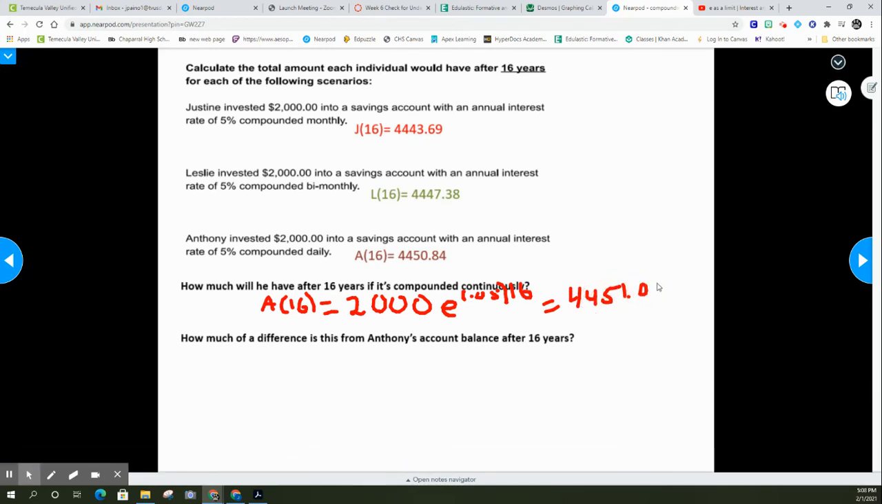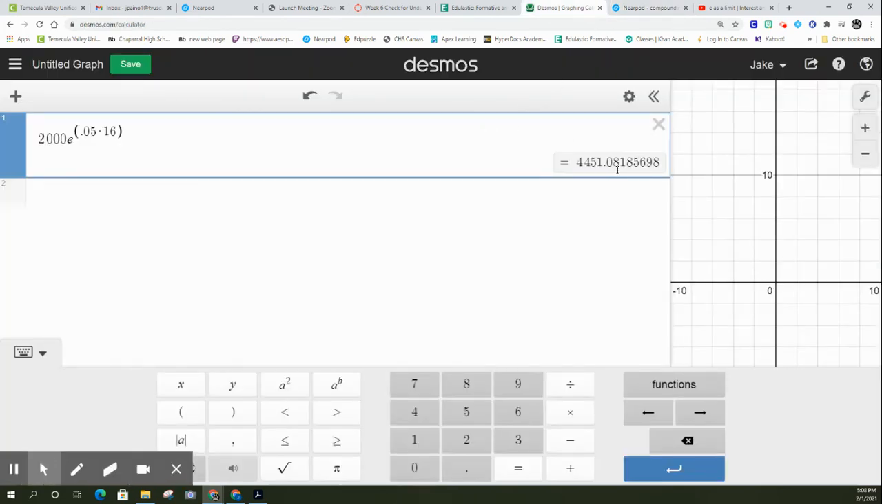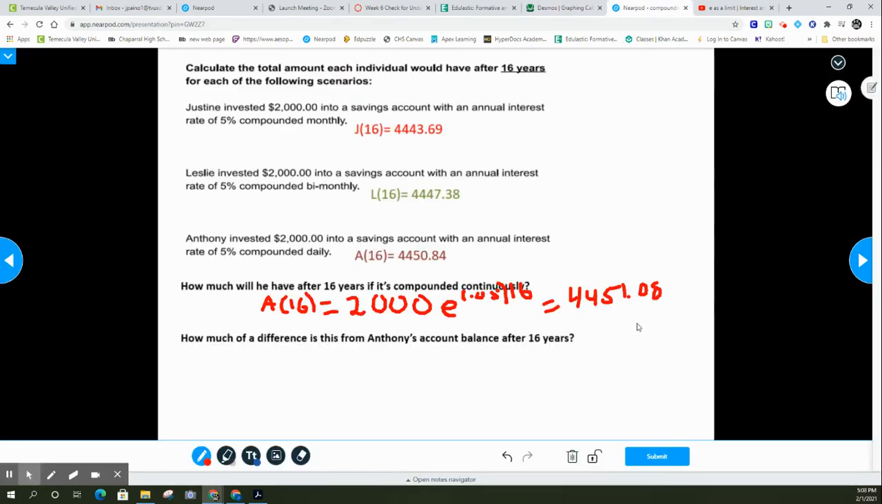4451.08, I believe. 0.08, yes. All right, so not much more than compounded daily, but still a little bit more. All right. So what's the difference? We just subtract it. It's what, 24 cents.